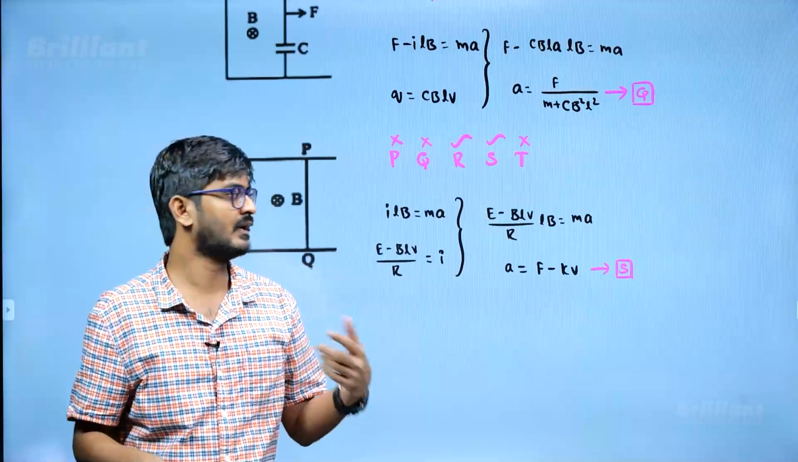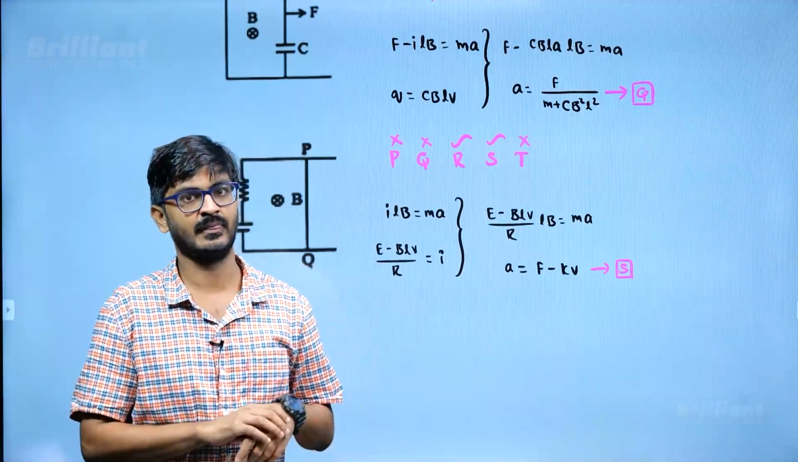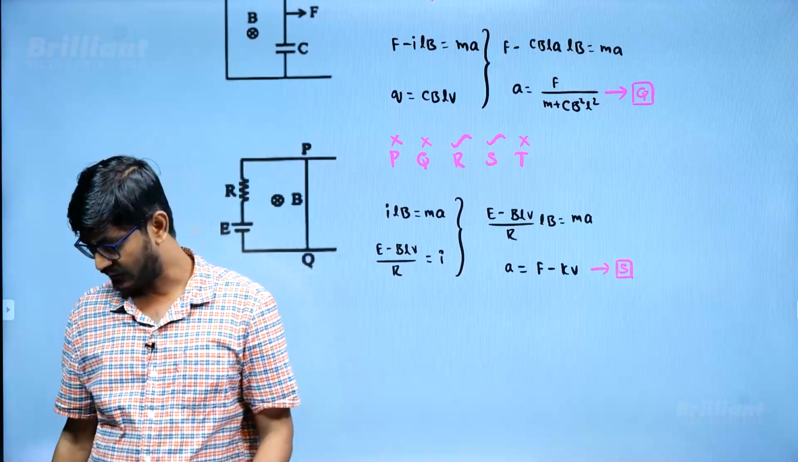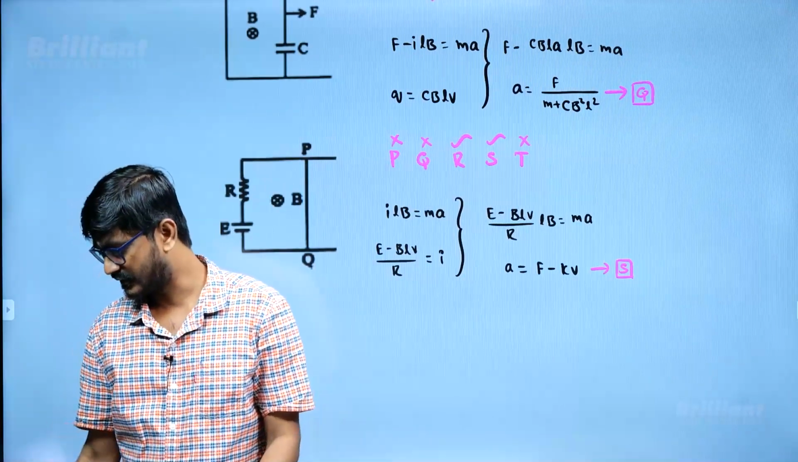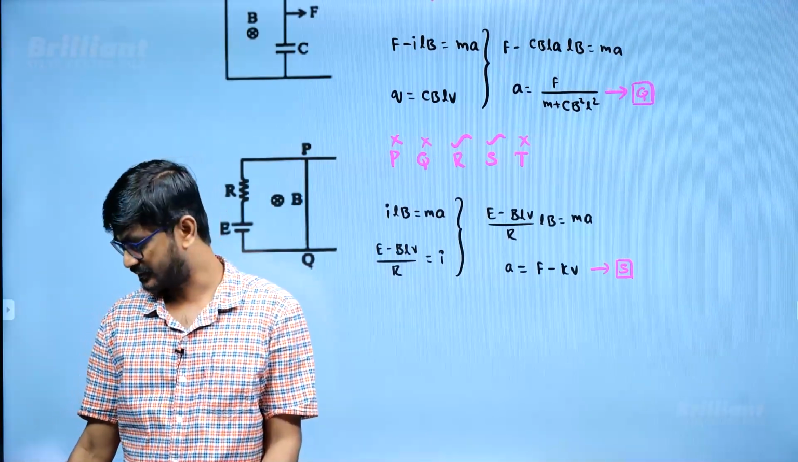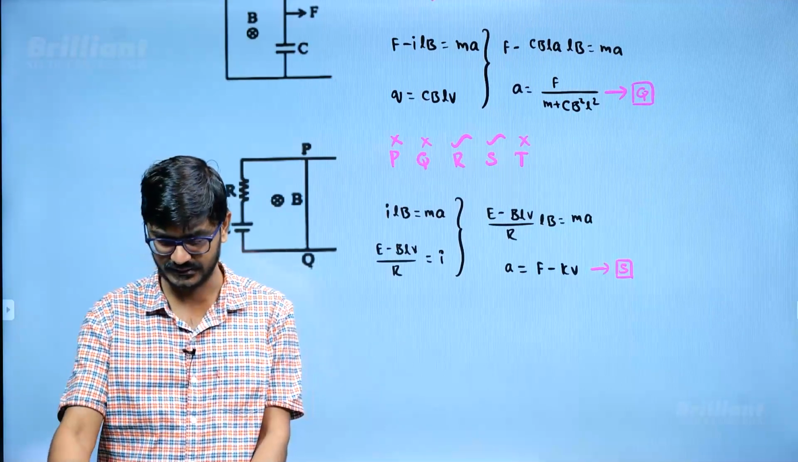Now what is going to happen? After some time it is going to achieve terminal velocity. So non-uniform acceleration, and it is going to achieve terminal velocity. So option S is also correct. None of them performs SHM.